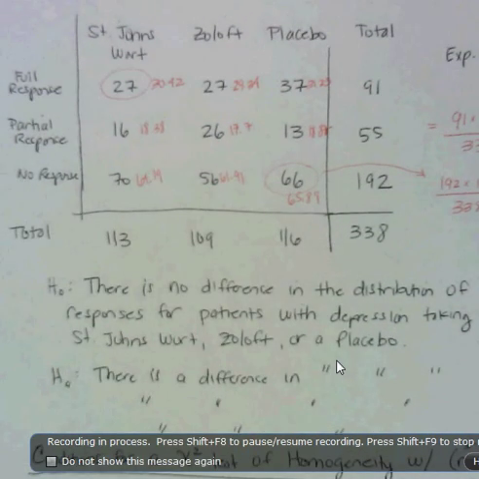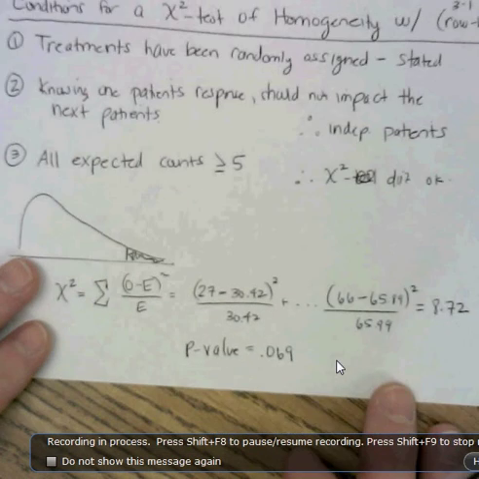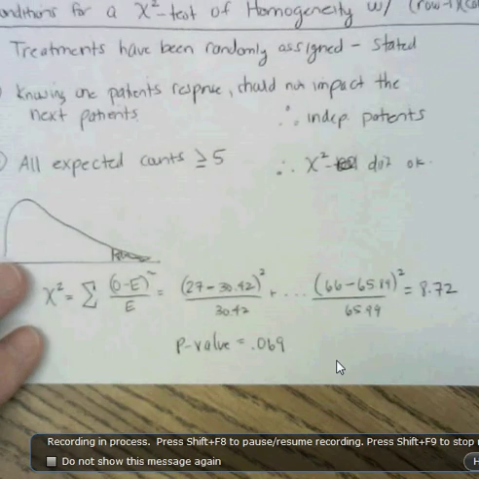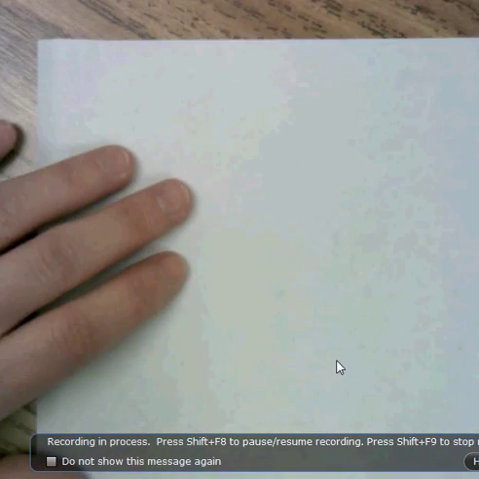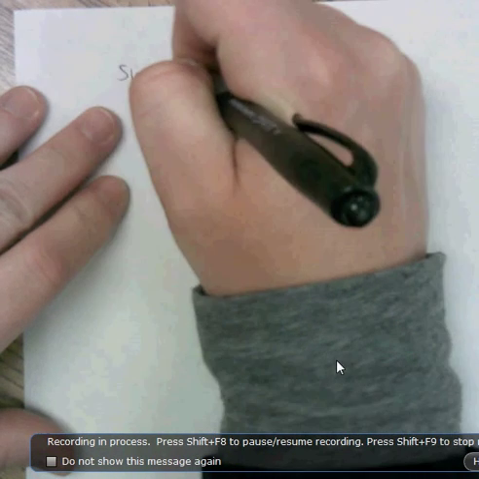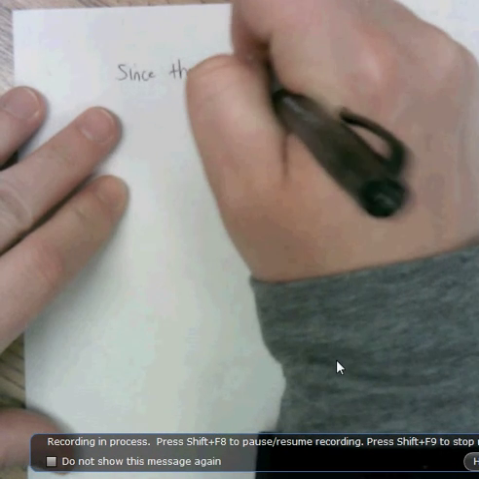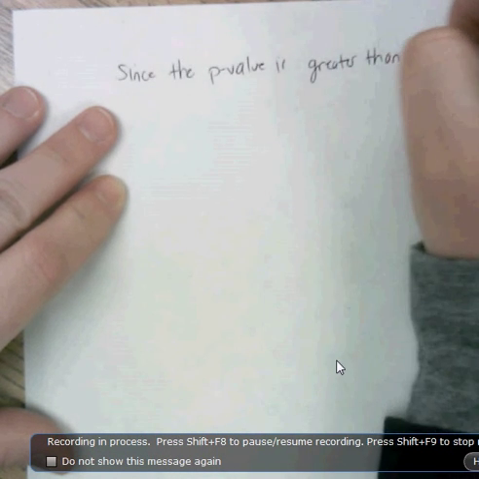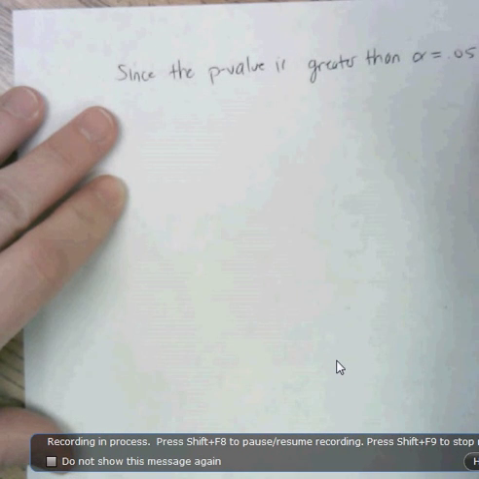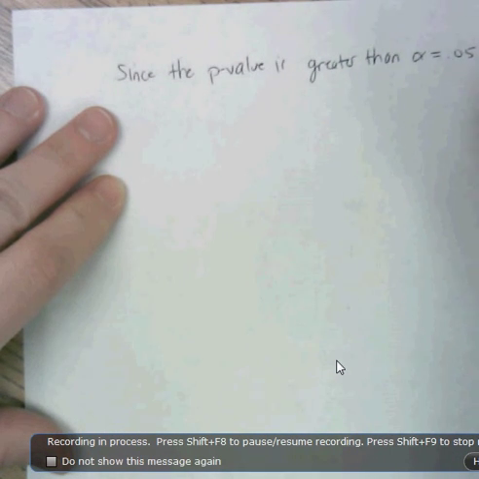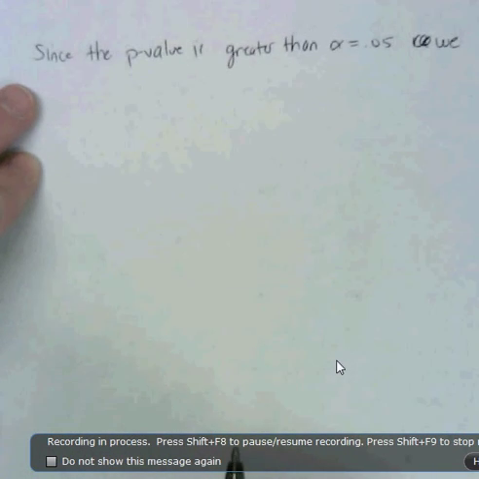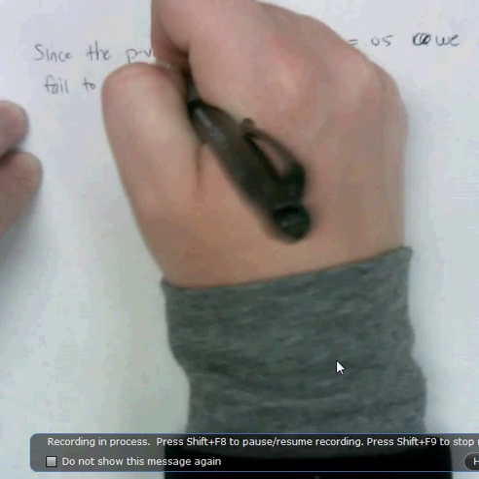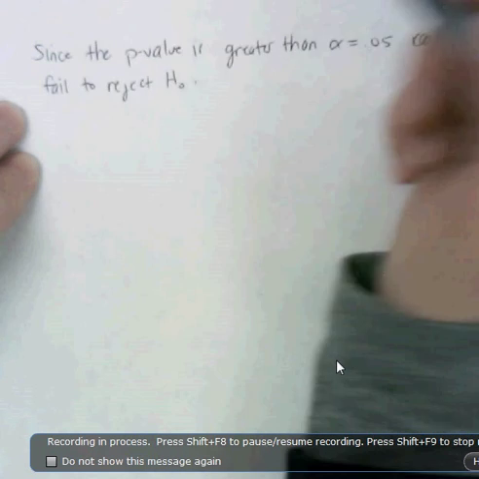Okay, so last part, we got our p-value, got our chi-square value, 8.72, and let's make a conclusion. And I'm running out of room on my paper. So since the p-value is greater than alpha equals 0.05, we fail to reject H0. And we did not gather enough evidence.